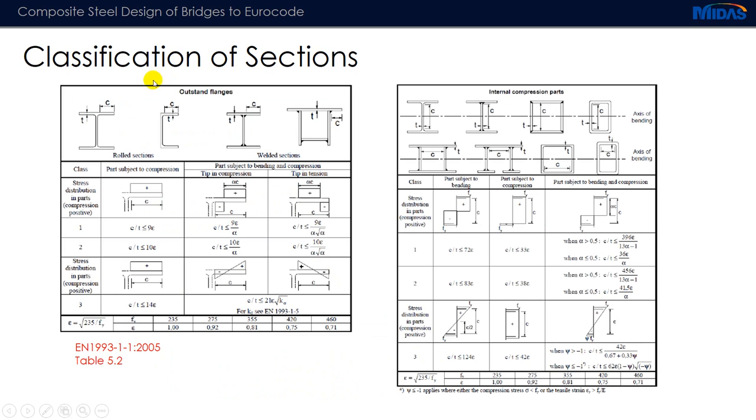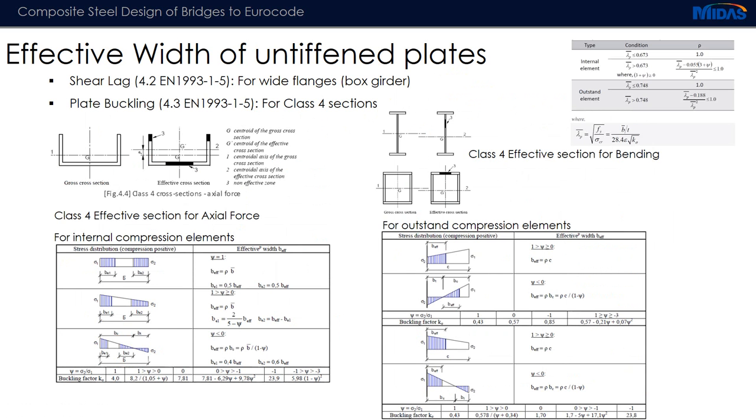Okay, so here are some tables given as per Eurocode, some methods to determine the class of the section. Class 1, 2 and 3 can be determined from Eurocode 3 1-1, and class 4 can be determined from Eurocode 3 1-5. Now for class 4 sections, effective width has to be calculated for the plates. Now, there are two cases. The plates can be unstiffened, as in there are no longitudinal stiffeners in the plates, or the plates can be stiffened, that is, there are longitudinal stiffeners in the webs or flanges. In both cases, the methods are different. So we'll first cover the unstiffened plates.